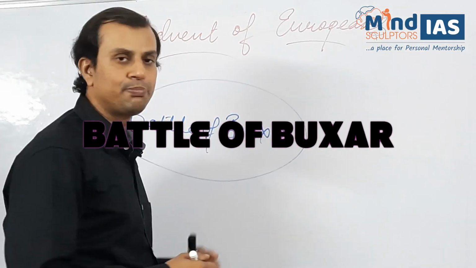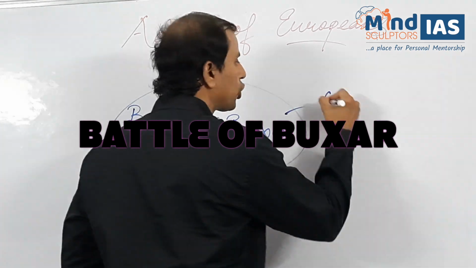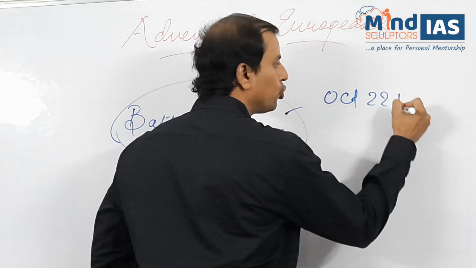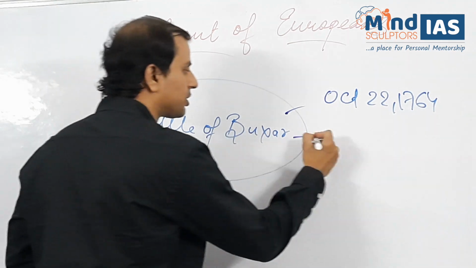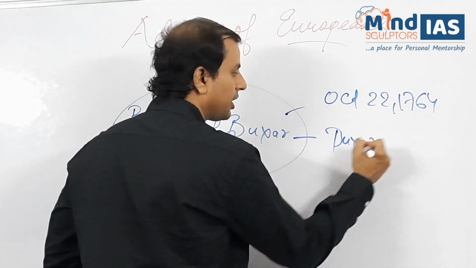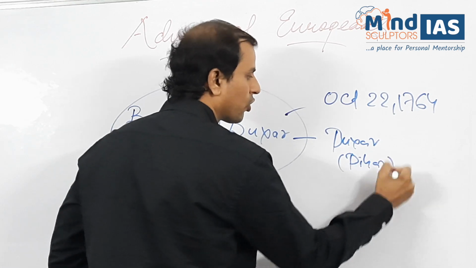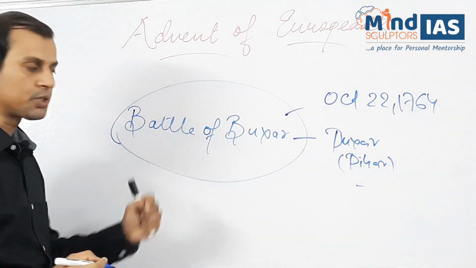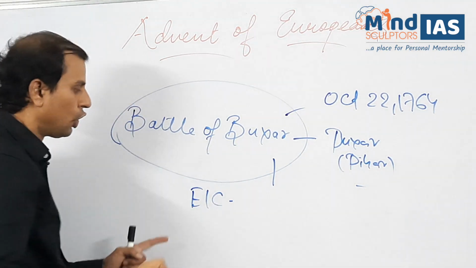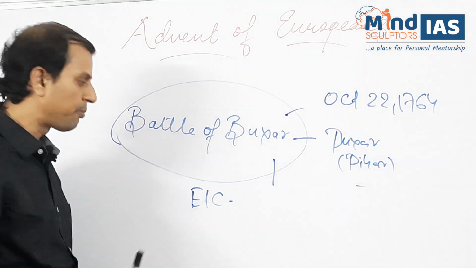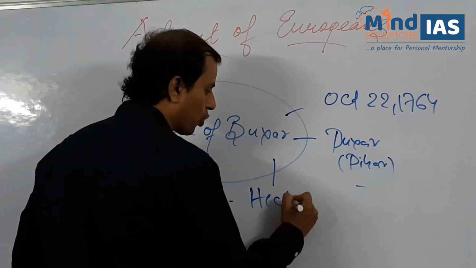Now, when was the Battle of Buxar fought? It was fought on October 22, 1764. Where was it fought? As the name suggests, in Buxar, in present-day Bihar. Between whom was it fought? It was fought between the East India Company on one side, led by Hector Munro.